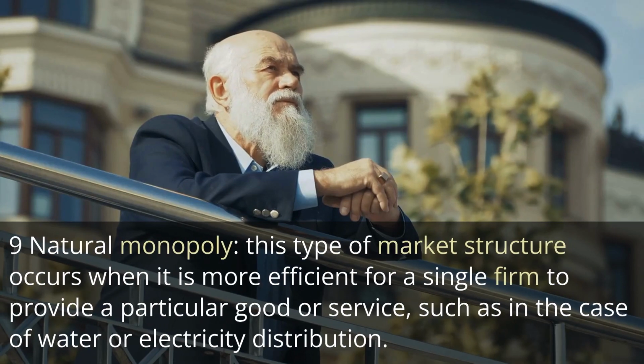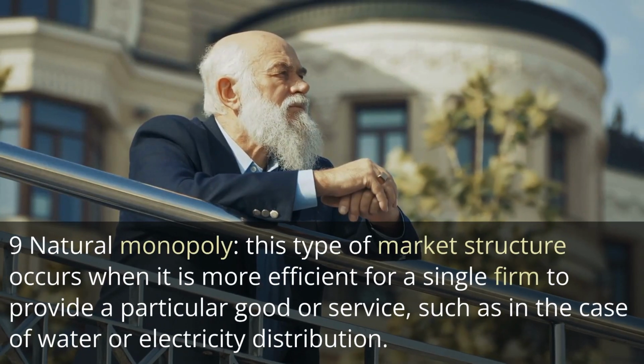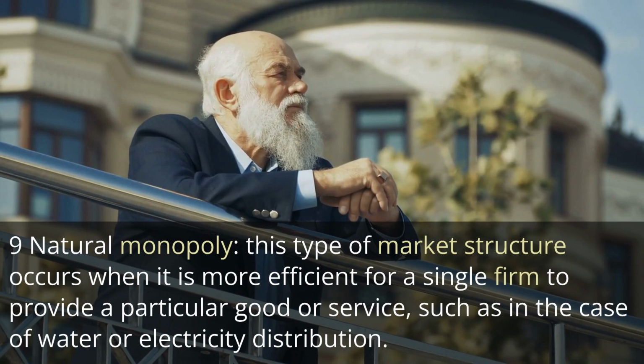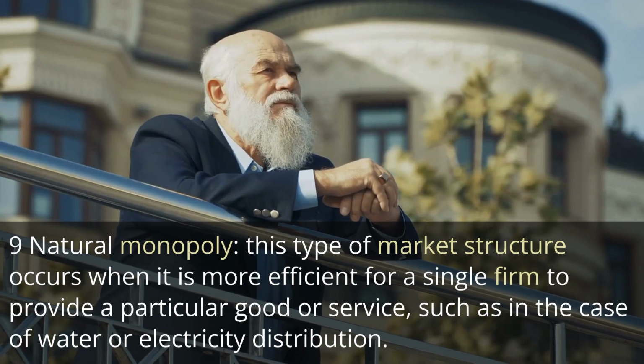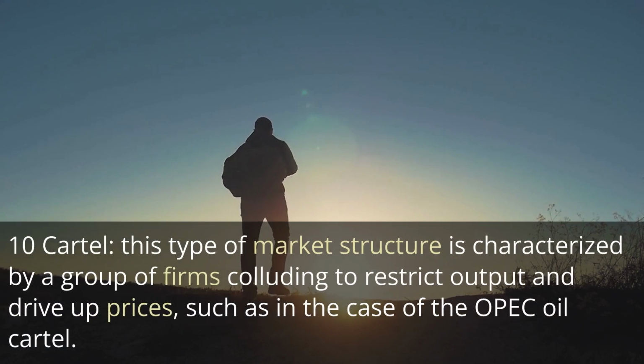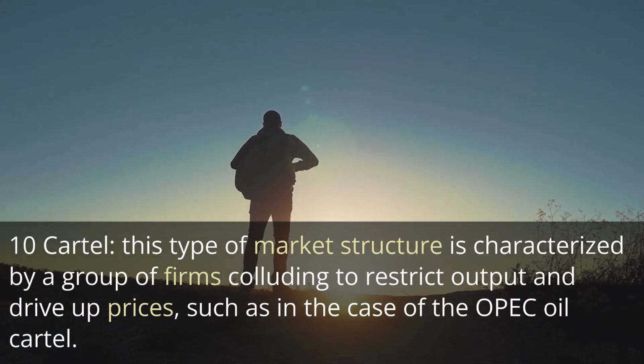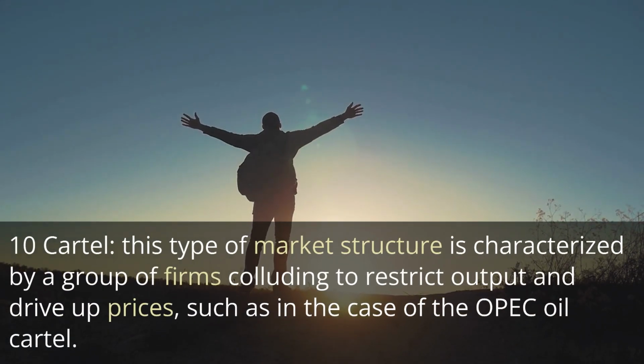9. Natural monopoly. This type of market structure occurs when it is more efficient for a single firm to provide a particular good or service, such as in the case of water or electricity distribution. 10. Cartel. This type of market structure is characterized by a group of firms colluding to restrict output and drive up prices, such as in the case of the OPEC oil cartel.